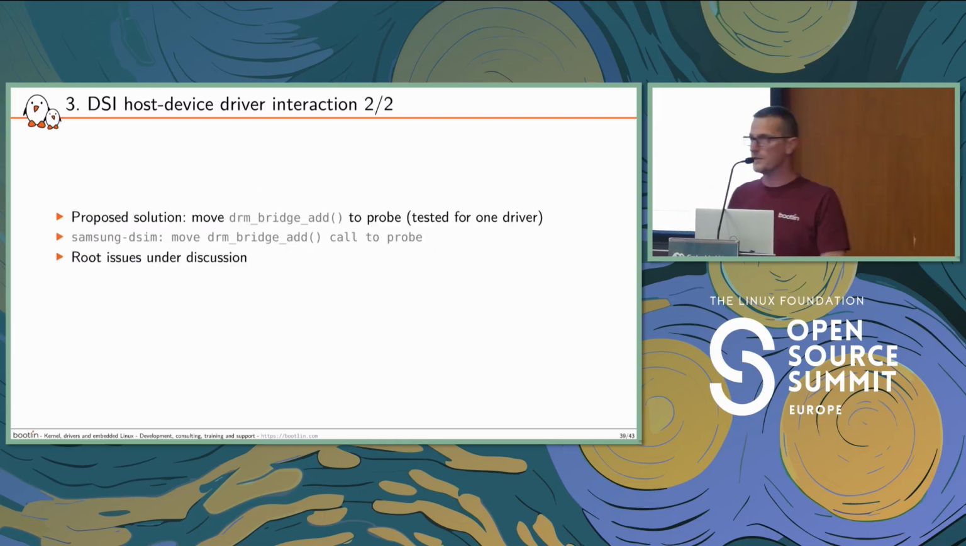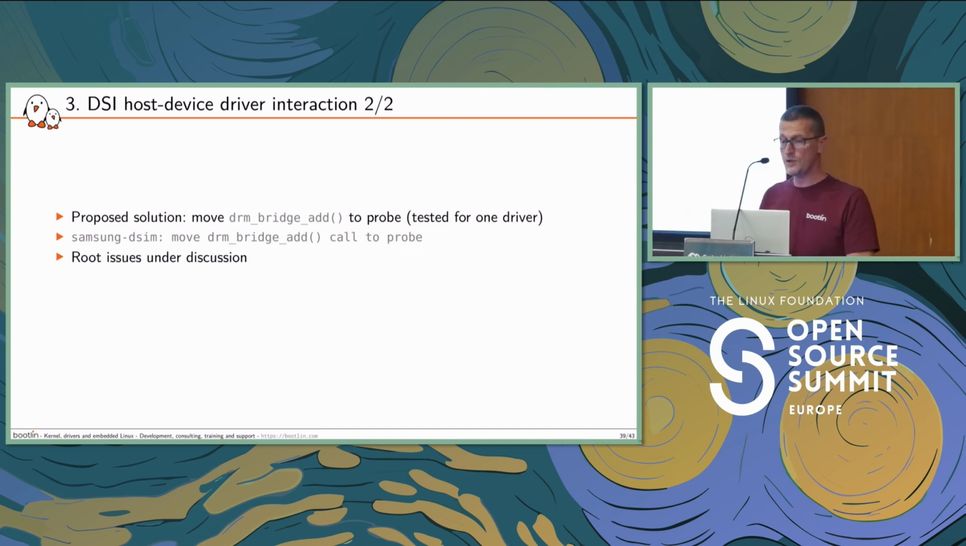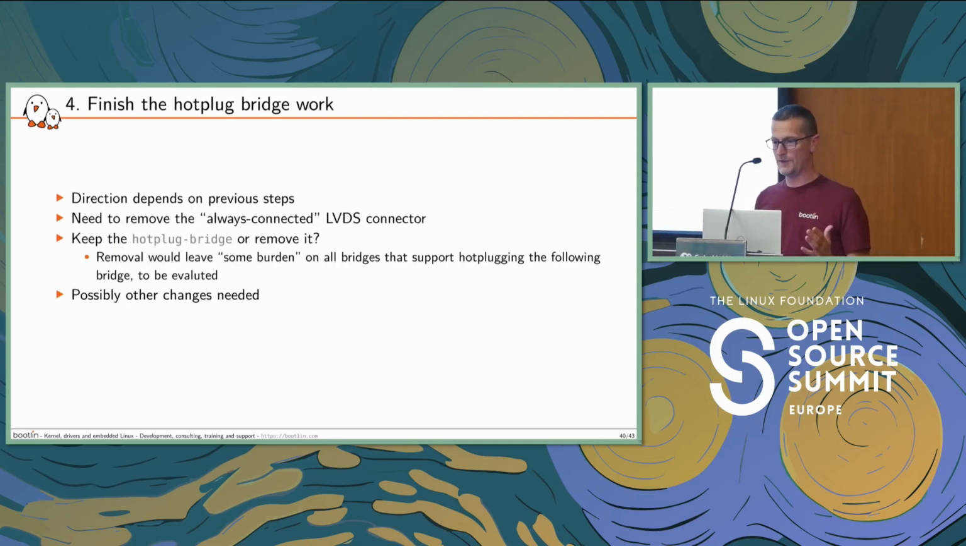I've sent a series, and there's a link in the slide. This topic with DRM bridge add is under discussion. I sent a patch to just move it to probe in one driver, the one I can physically test, and symmetrically move the DRM bridge remove to the remove function. This raised a lot of questions, which take a bit of time to be addressed, but the discussion is in progress. And so that was chapter 3.